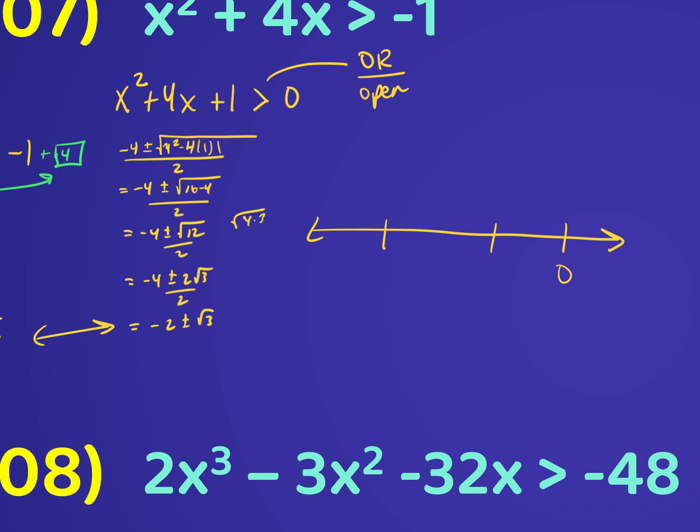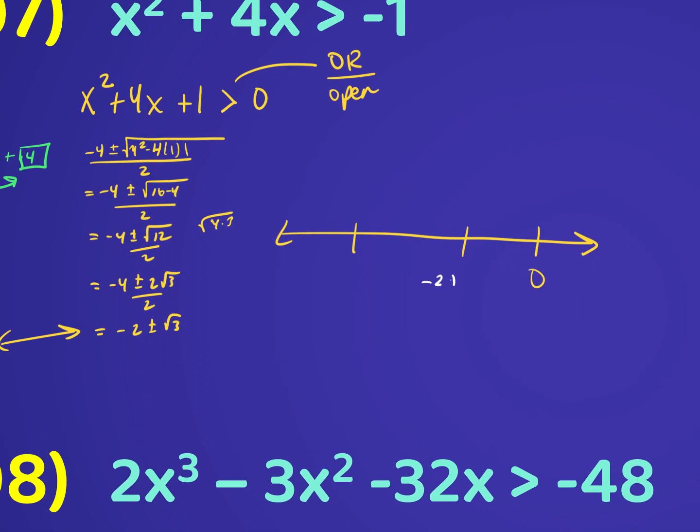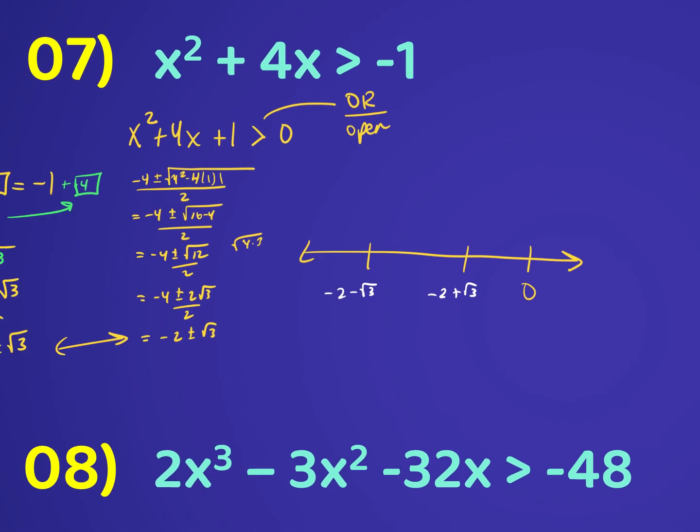Which one is bigger? Correct. So you have negative 2 plus the square root of 3 and negative 2 minus the square root of 3. You guys don't know exactly what that is. But think about it. If you're subtracting, your number's going to get smaller. And if you're adding, it's going to get what? Bigger. Okay, good. So let's go back to our graph.